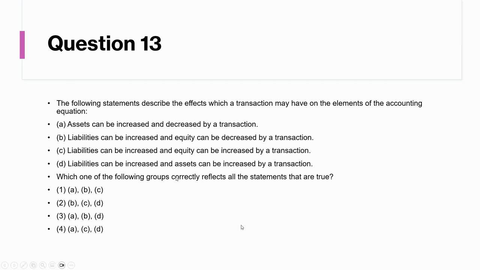So let me look at the option that has my options. So it's A and D, so B must be correct. Because C, let me see C. C can be right though. Liabilities can be increased. No, C is wrong. So the answer is A, B, D. But let me look at B. It says liabilities can be increased. Oh yeah, B is right.